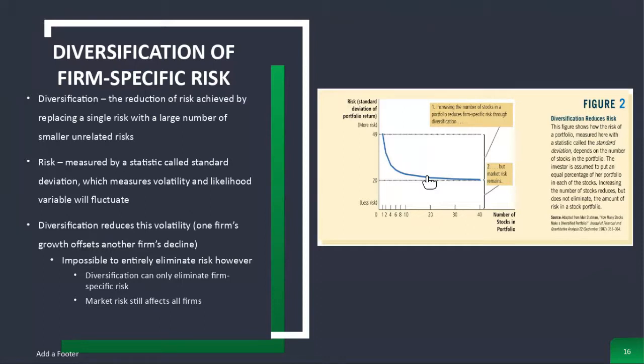So by having more firms, the ones that go up will much more likely offset the ones that go down. But notice here that we don't entirely eliminate risk. We still have about this 20% risk remaining. No matter how many stocks we add to the portfolio, market risk remains. Market risk is the risk of an economic downturn. So even though your company is maybe doing well, there could be a general downturn. It is a risk that you can never completely get rid of. So we have to account for the fact that there is no such thing as a sure investment.